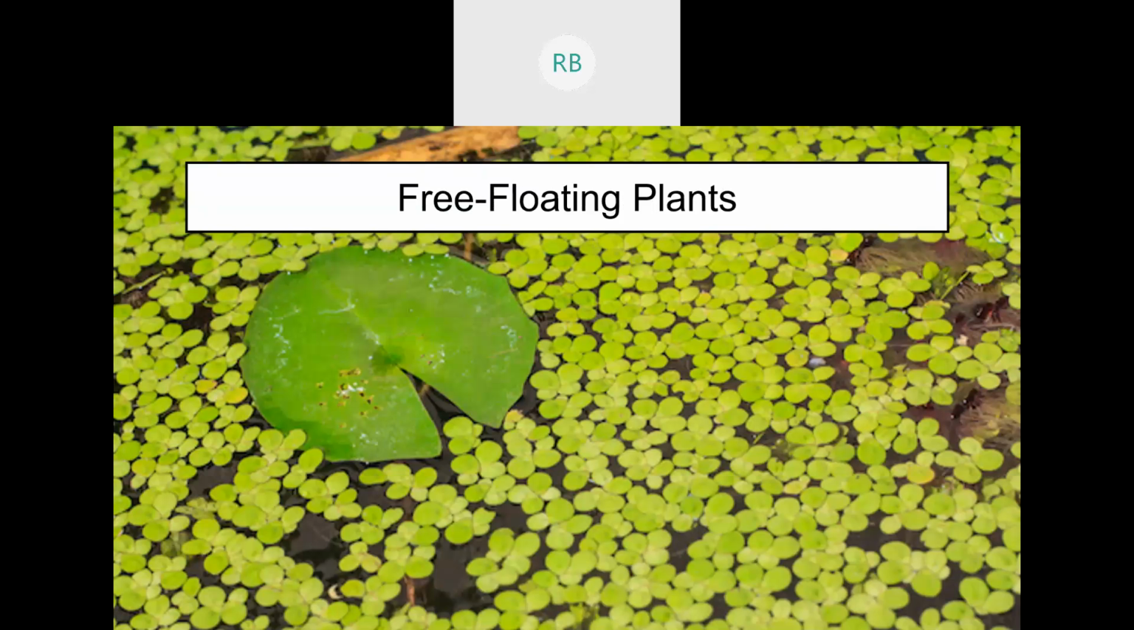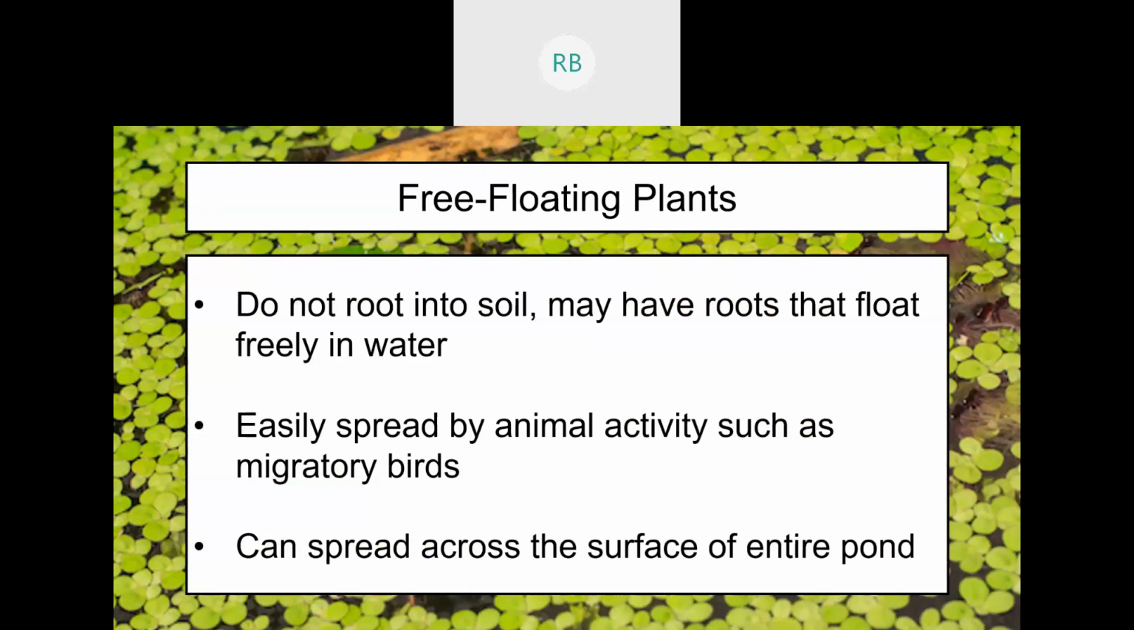Now, our next group of plants that we're going to focus on are our free-floating plants. These are plants that are not rooted into any kind of soil substrate. They have roots that may float in the water if they have them. They are also very, very easily spread by animal activity such as migratory birds.